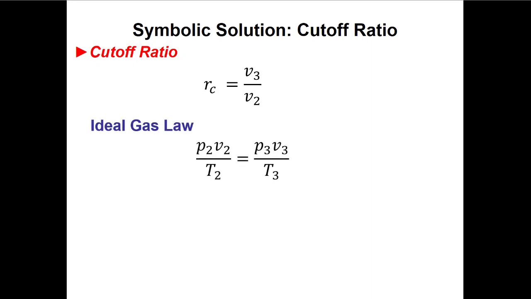This next part is a little bit trickier. I want to be able to find the cutoff ratio. So how do I do that? I know that the cutoff ratio is V3 divided by V2. That's just the definition. I look at the heat transfer process and I take the larger volume, that's V3, divided by the smaller volume, that's V2. From the ideal gas law, I know that P2 V2 over T2 is equal to P3 V3 over T3. So I know that V3 divided by V2 is going to be P2 divided by P3.